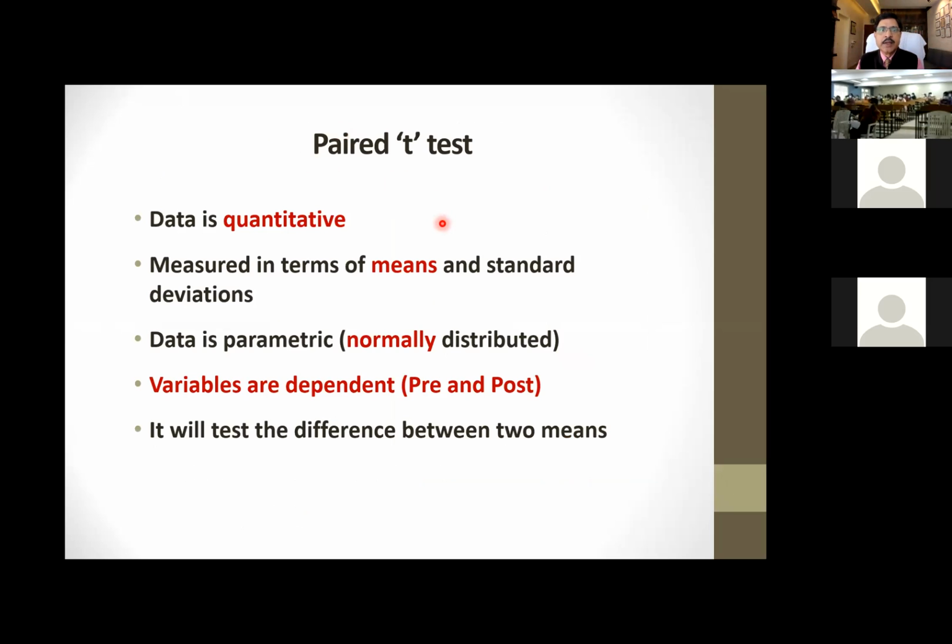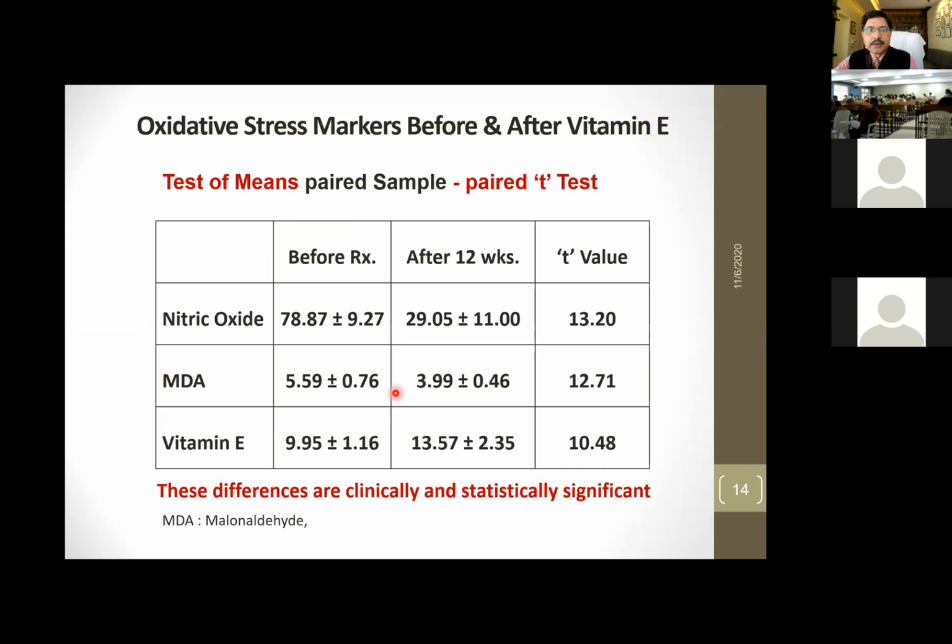Paired t-test is when the data is quantitative, you are comparing the means, data is parametric, normally distributed, standard deviation less than half of the mean, and the variables are dependent on one another: pre and post, before, after, this year, next year on the same set of people. And we are testing the difference between the means, between the pre and the post. That is exactly what we call the paired t-test.